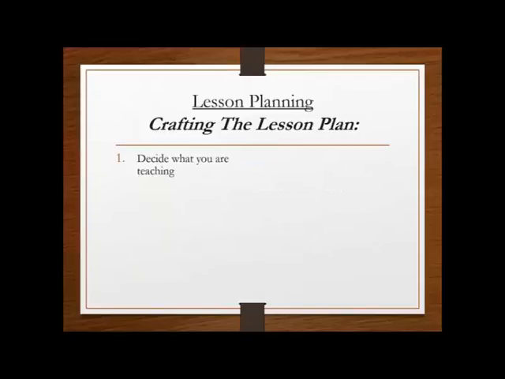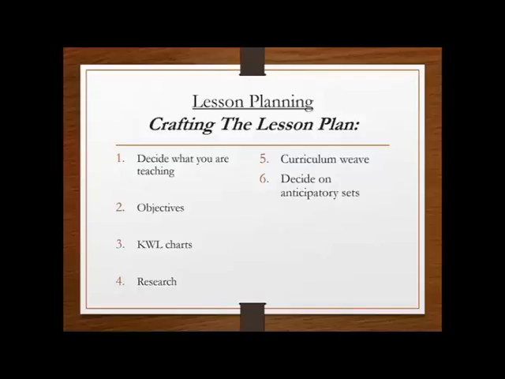So when we're crafting a lesson plan, we're going to go through an order of strategy of what we would do. First, we're going to decide what we're teaching. Then we're going to look at our objectives. We're going to build KWL charts. Don't worry, we'll go into that. Research. We'll curriculum weave. We'll decide on our anticipatory sets. Anticipatory is just like the word sounds, anticipate. And it's just an object that you have that builds anticipation for what you're going to learn.